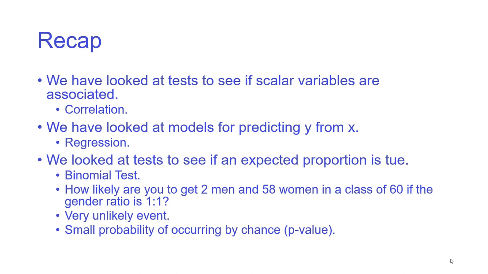We've looked at tests to see if variables are associated with each other. So that was looking at correlation. And we've also looked at how you can develop models for predicting y from x, which is regression. And I also looked very briefly at if an expected proportion is true. So that was the binomial test. So how likely are you to get 2 men and 58 women in a class of 60 if there's a 1-to-1 gender ratio? It's a very unlikely event. So these are all based on probabilities.